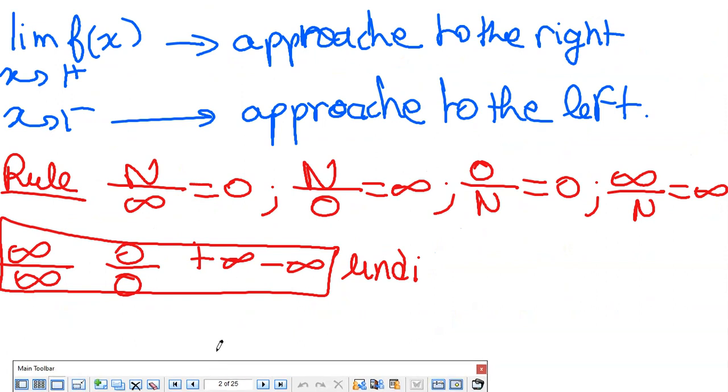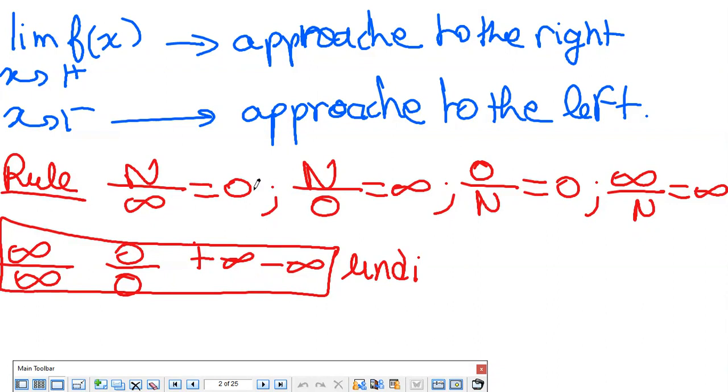So if you see the limit of f of x when x tends to 1 plus, it means I'm approaching 1 from the right. If I see 1 minus, it means I'm approaching from the left. Those are some rules that we need to be able to calculate the limit.